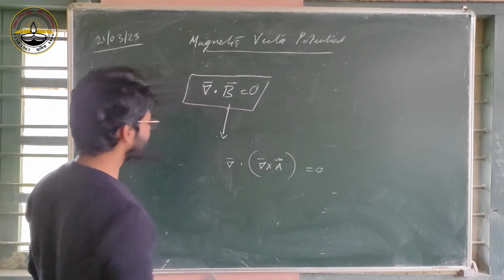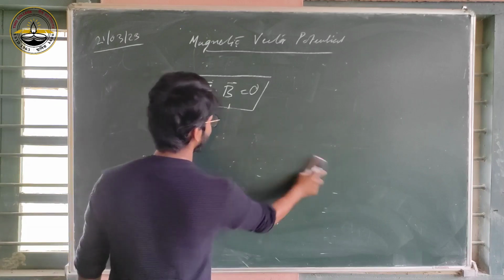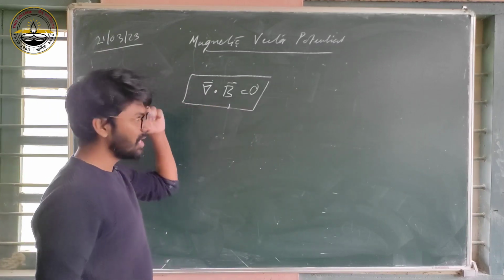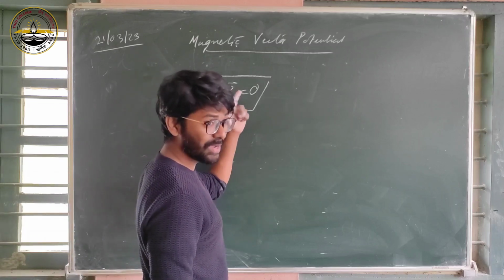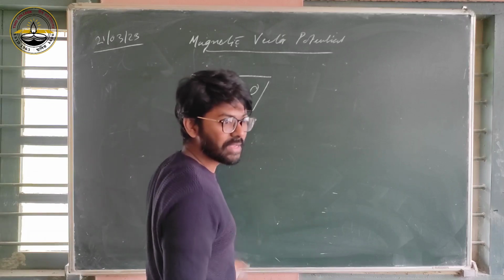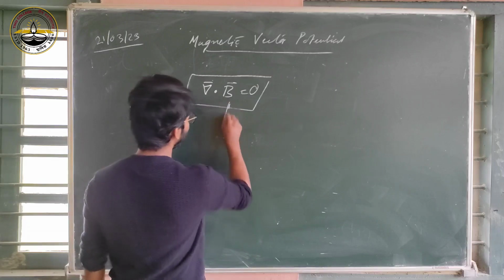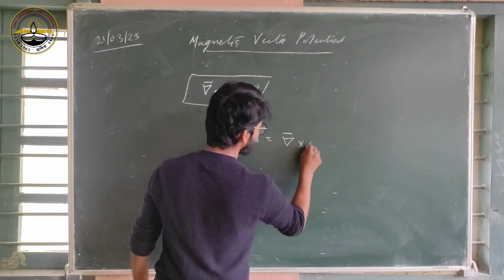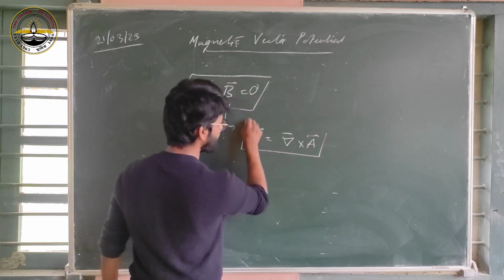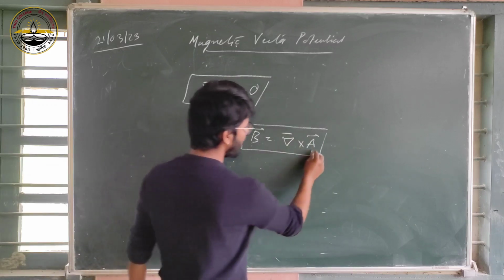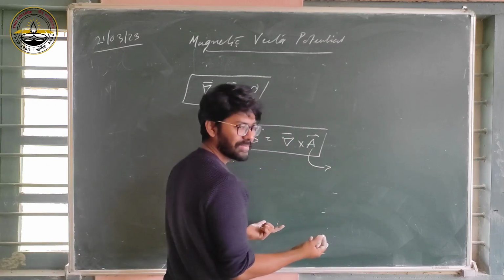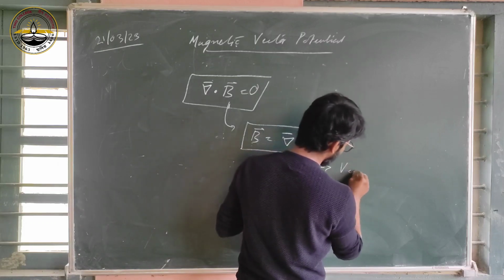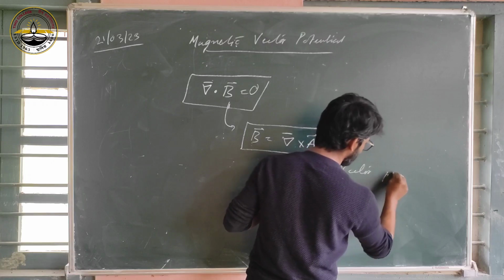Okay? So when we see that divergence of magnetic field is always 0, it comes to our mind, maybe B we can write as curl of something, right? We can write B as curl of something. Let's do that. And we name it again potential, but this is not a scalar, so this is a vector potential.